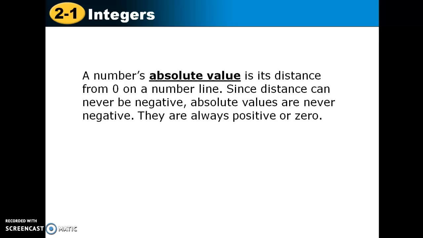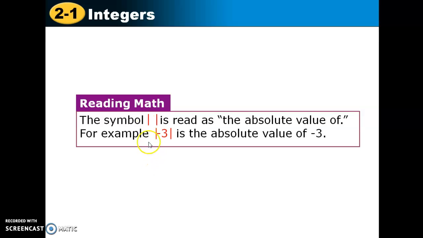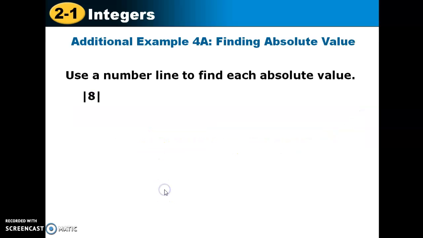So therefore, when you have absolute value, your answer is never negative. Sorry, it's never negative. It's always positive. Sometimes it's 0 if that's what we're talking about. So these two lines are our absolute value symbol. So this example, absolute value of -3 is red. The absolute value of -3. These two lines mean absolute value.